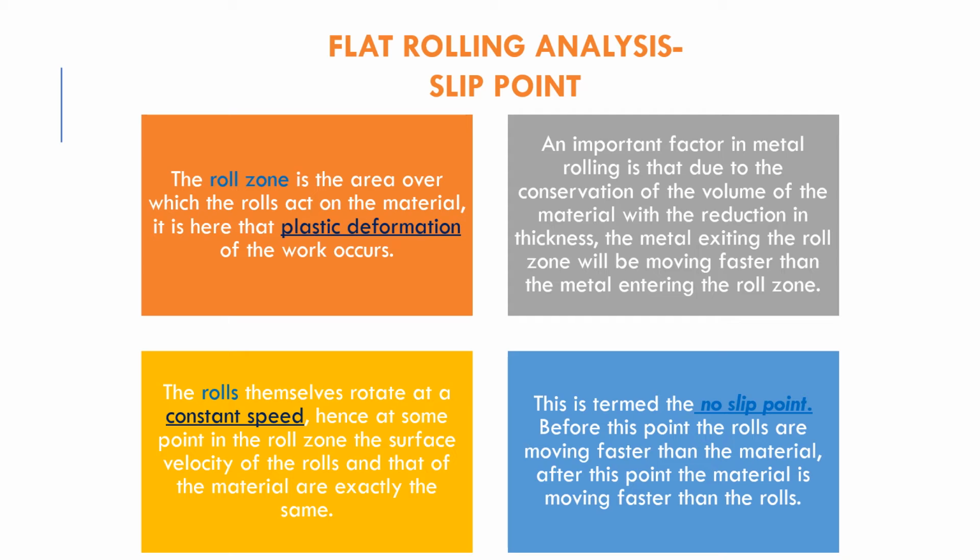Based on this, there will be one point in the process where the velocity v naught and v final will be the same. At this point, when the velocity is the same, it is called the no slip point. Before this point, the roll moves faster than the material. After this point, the material itself moves faster than the roll.